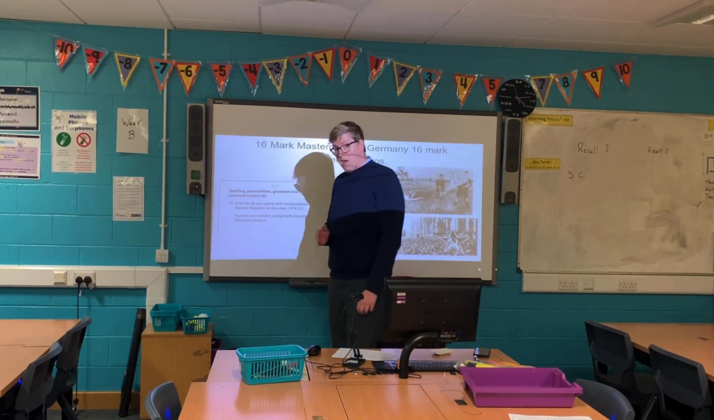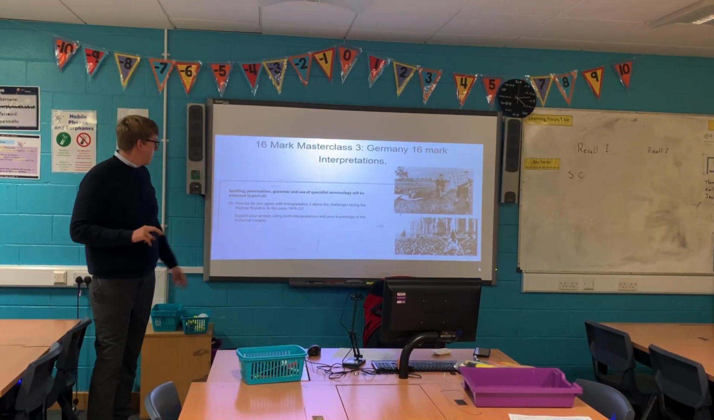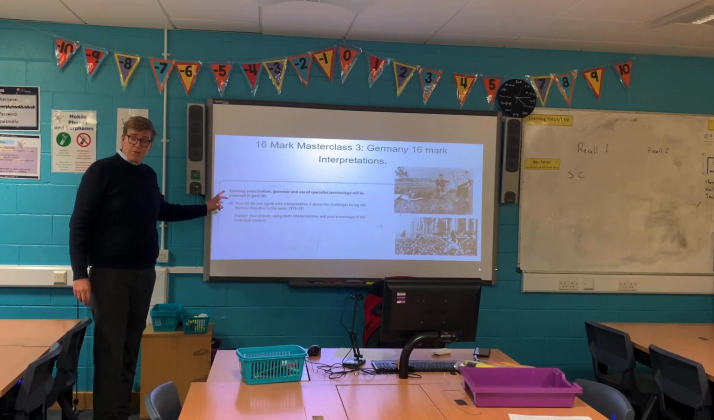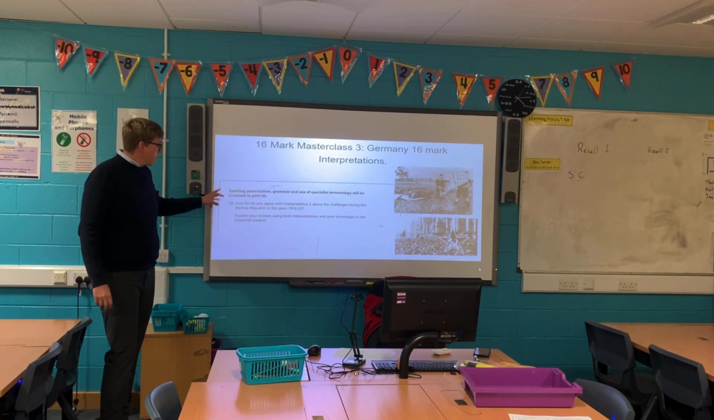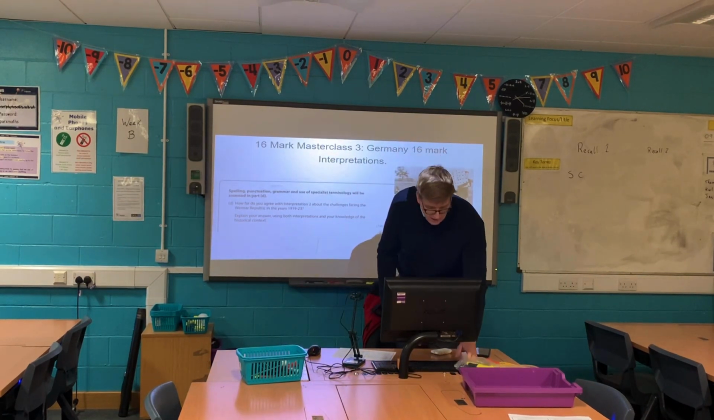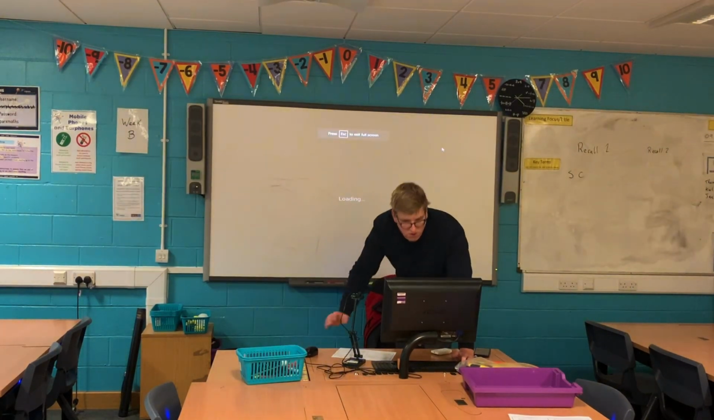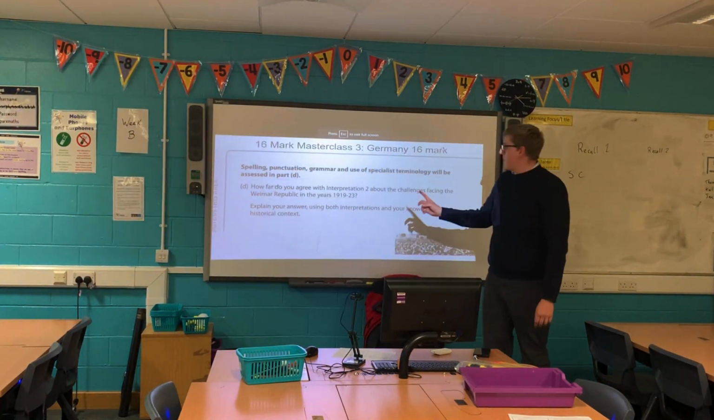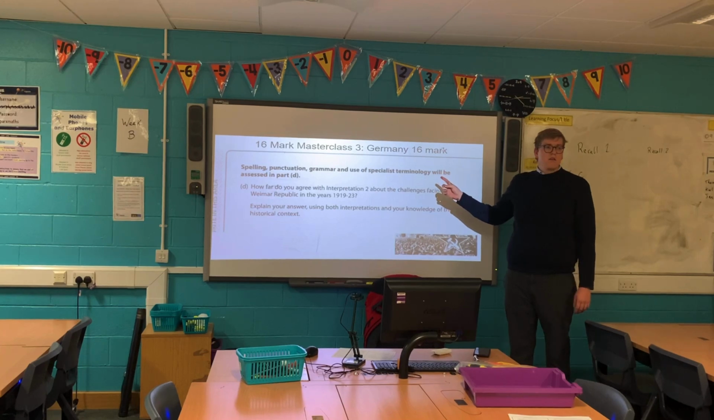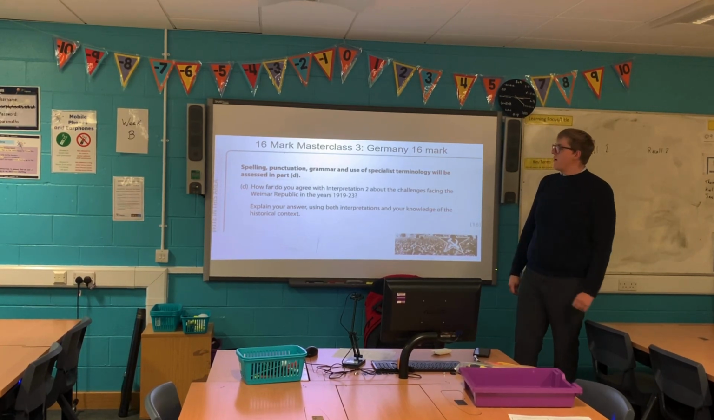We'll start straight away. We're focusing on a 16 mark question. The 16 mark question that you're going to be completing is on the board for you. What I'd like you to do is write down that question in your books, please. Is there anyone who cannot see that? It's the question that you're going to be completing, which is that question there. How far do you agree with interpretation 2 about the challenges facing the Weimar Republic?